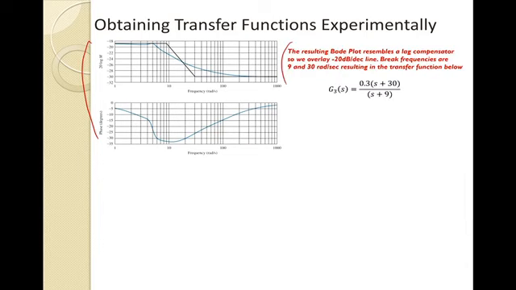And that resulting Bode plot, when I look at that, that's going to kind of resemble a lag compensator. So I'm going to overlay that compensator on that plot. And then basically I'll see that we have break frequencies of roughly 9 and roughly 30 radians per second. So again, this black waveform is my lag compensator that I'm overlaying.